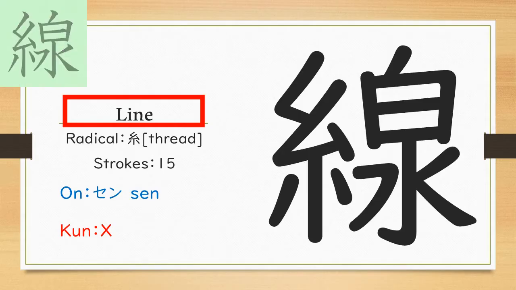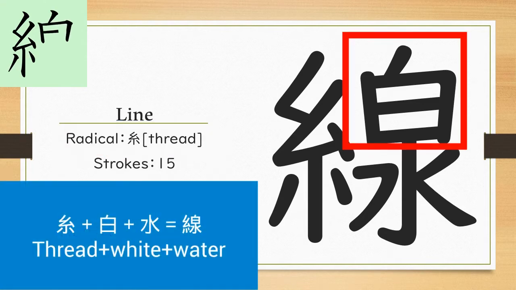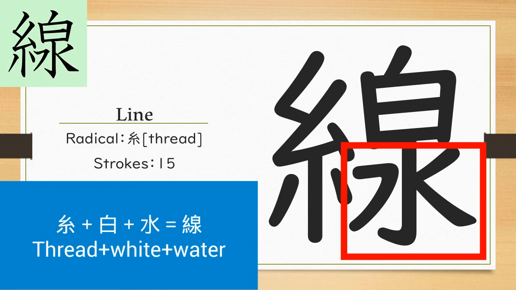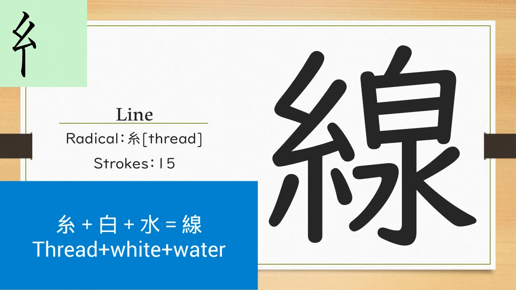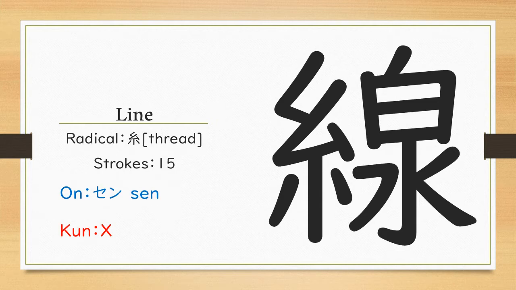This kanji means line. Radical is thread, ito. Look at the kanji. Right side, you have white, shiro, and water, mizu. So this is kanji addition. Thread, white, water. Somehow you create the story of this kanji that will help you to memorize this kanji. On is sen. There's no kun for this kanji.